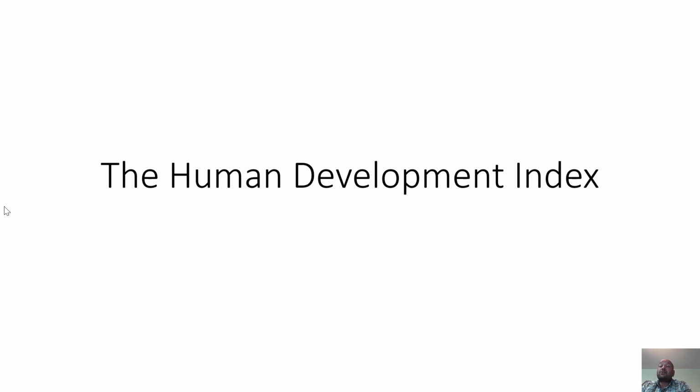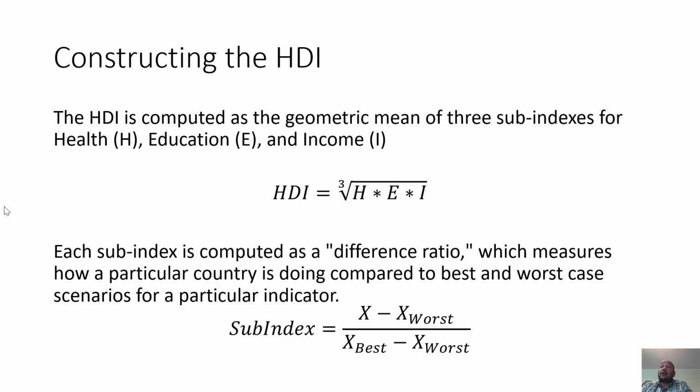To lecture 2.2 on the Human Development Index. So in this lecture, we're going to be taking a look at an alternative measure of economic development created by the UN, which is the Human Development Index, the HDI.